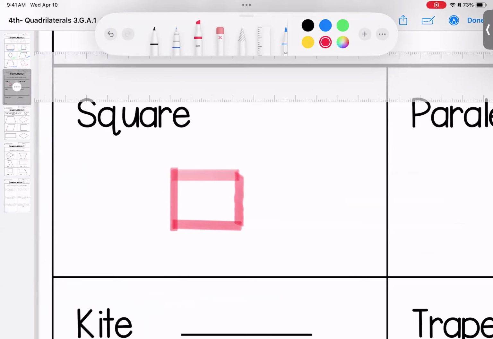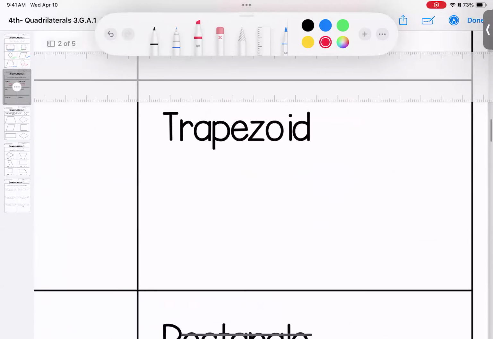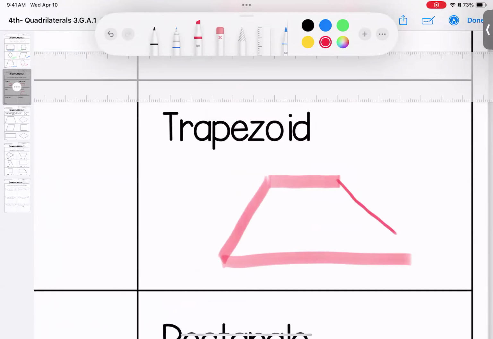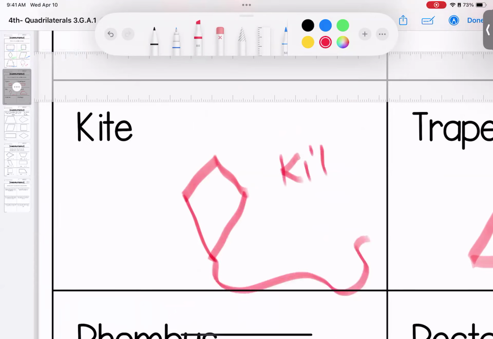So our square should have four right angles and four congruent sides. Our parallelogram, this is a lazy rectangle. So two short sides, two long sides, no right angles. It has a little bit of a lean, is our parallelogram. Trapezoid has a short line on top, a long line on the bottom, and our edges connect. Our trapezoid. Kite has two short sides at the top, two longer sides at the bottom, and honestly, it looks like its name. It is a kite.